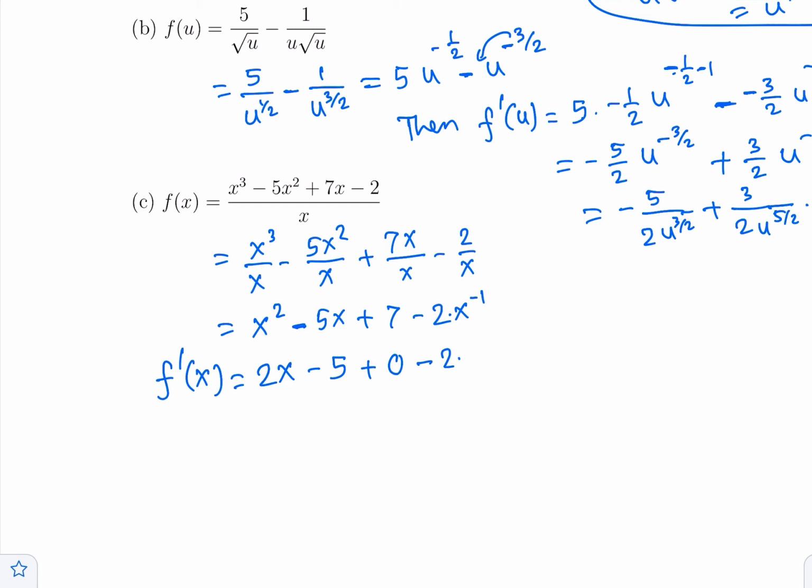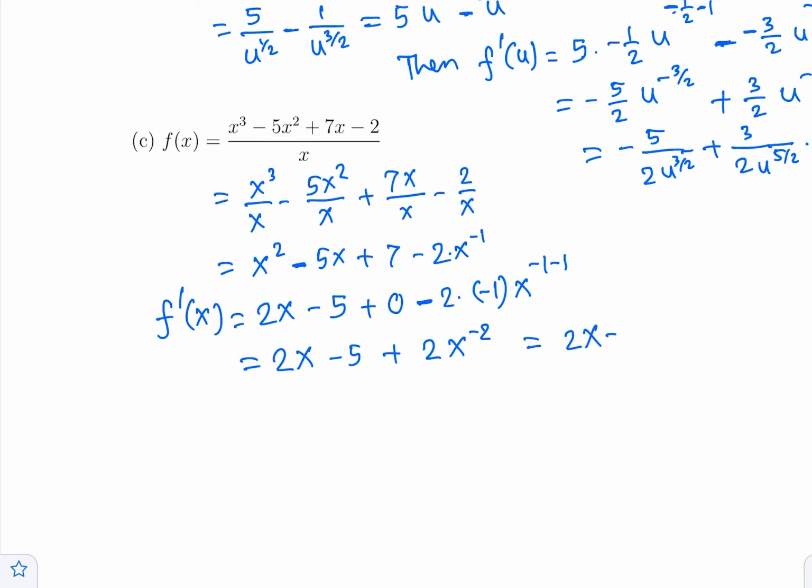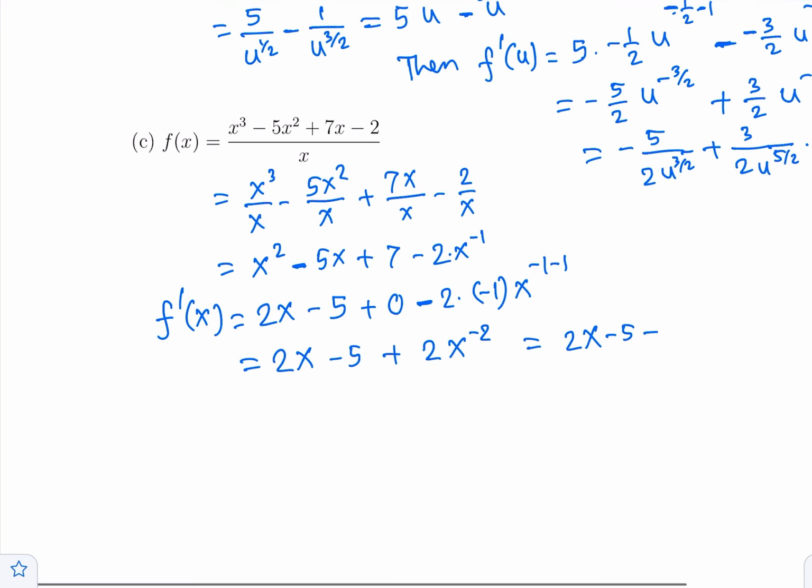It's like x to the n. Using the power rule, n is negative 1, x to the n minus 1. n is negative 1 minus 1. Okay, I use the power rule. Let's simplify and we are done. 2x minus 5. This is nothing. Here is minus 2 times negative 1. Minus negative means plus. 2x to the negative 1 minus 1 is negative 2. We may leave it here, or we can do 2x minus 5. We can get rid of this negative exponent by putting it on the bottom, plus 2 over x squared. Final.